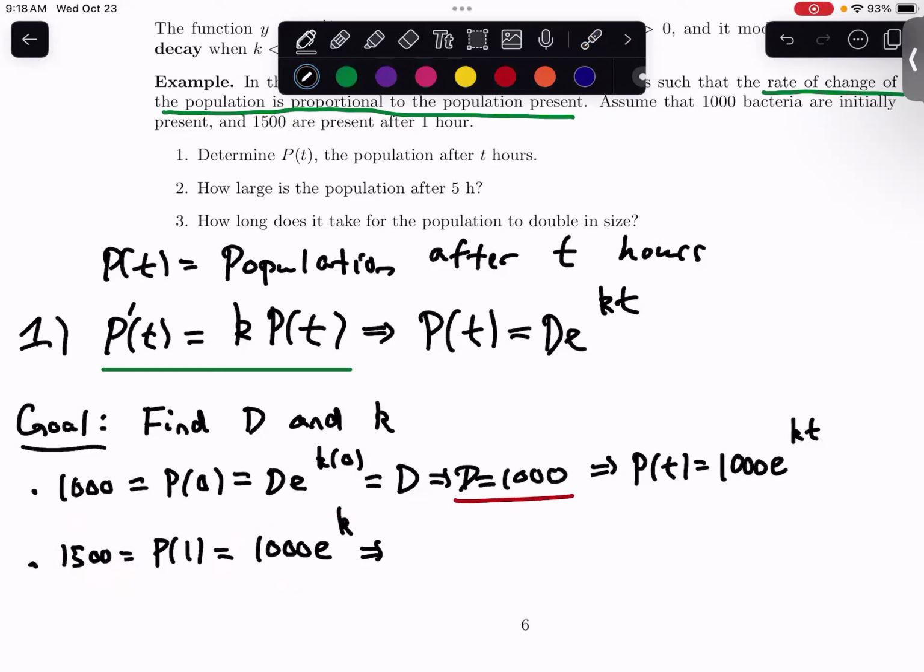So you divide both sides. If you want to solve this equation, you divide both sides by 1,000. So you end up getting that 1.5 is equal to e to the k. And then you just take the natural log of both sides to get rid of the e that we have. So we end up getting that natural log of 1.5 is equal to k, which, I like writing it out as a decimal, is approximately equal to 0.405.